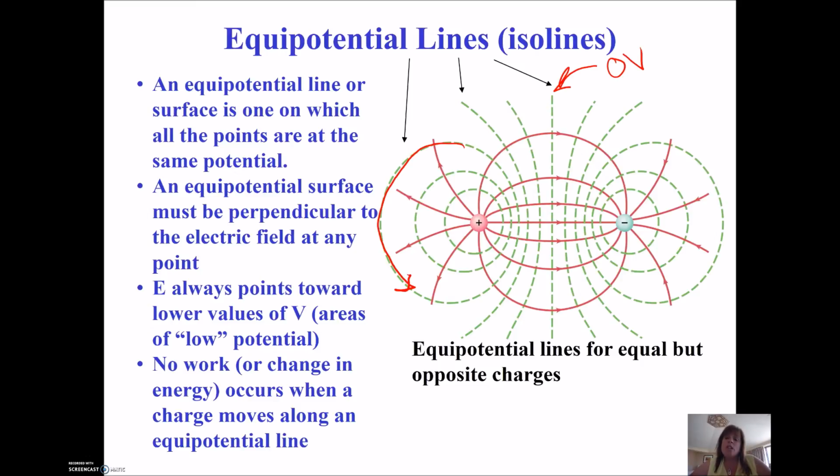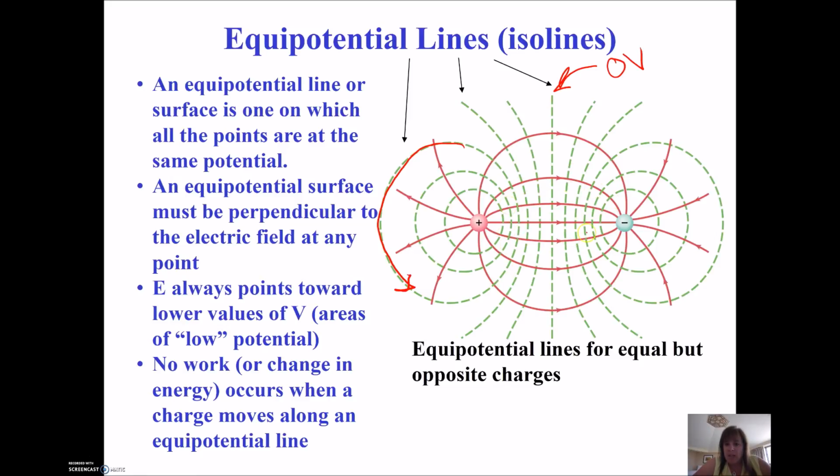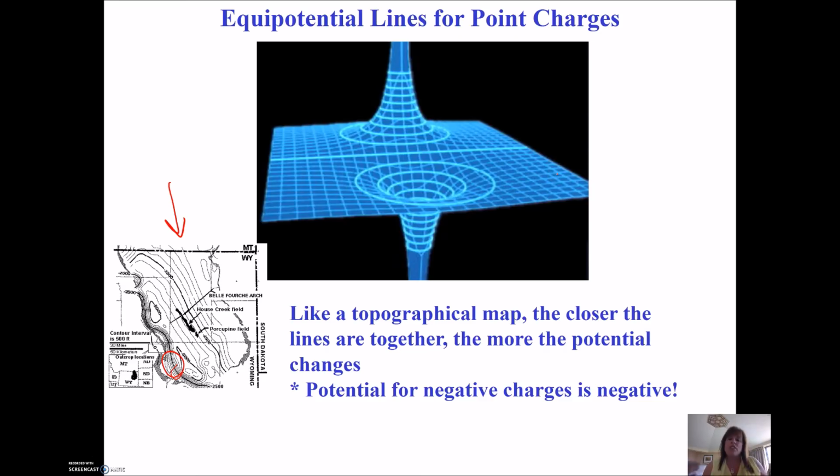And in fact, we could look at this like a topographical map, because equipotential is very similar to the idea of gravitational potential. If you've ever hiked, a topographical map looks like this. You see these lines, and those are lines of the same height. Gravitational potential energy is about height. When the lines are closer together, that means it's steeper. And it's the same thing for equipotential lines. When equipotential lines are closer together, like here in the middle, that means the potential is changing faster.